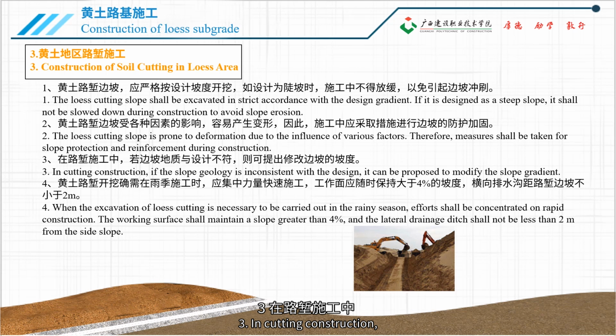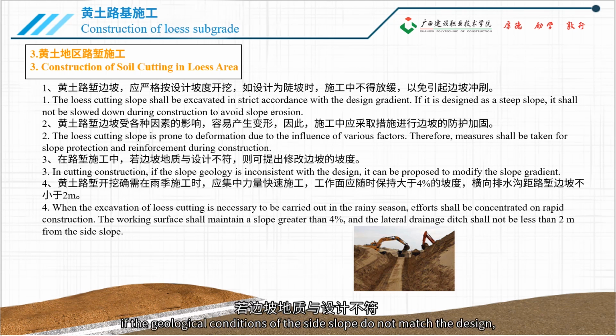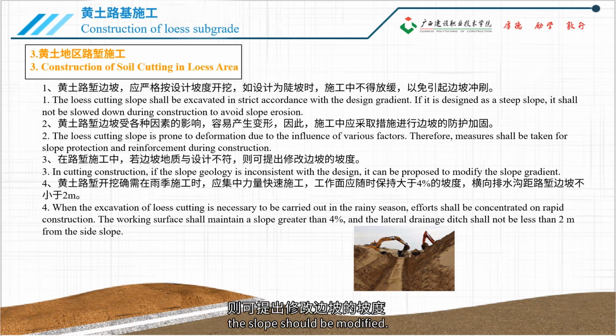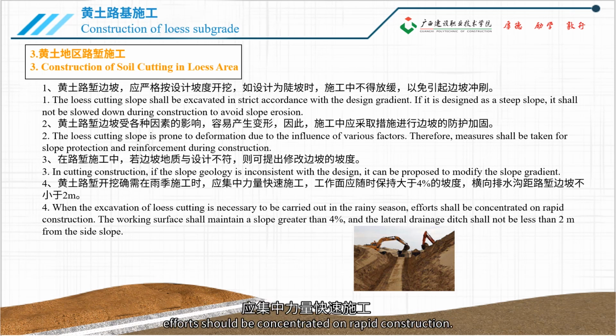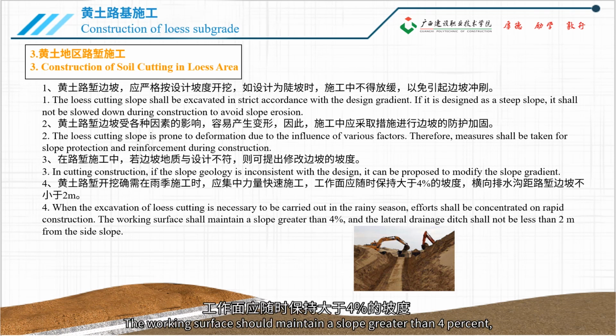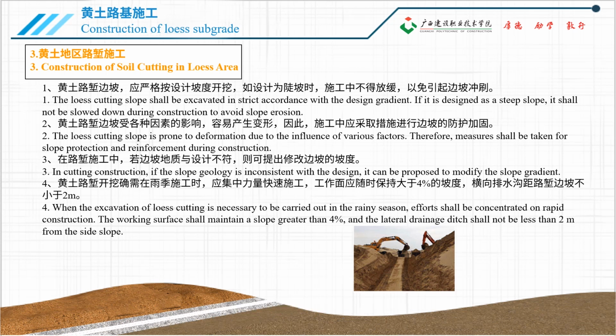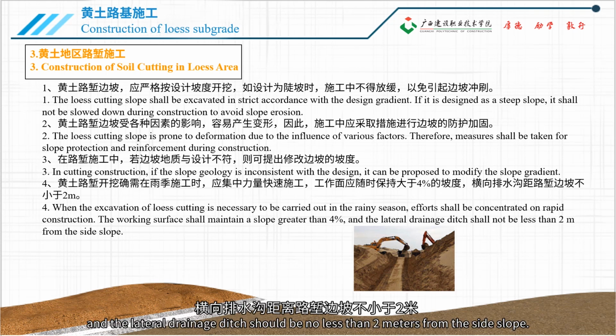3. In cutting construction, if the geological conditions of the side slope do not match the design, the slope should be modified. 4. If excavation of Loess cutting is necessary to be carried out during the rainy season, efforts should be concentrated on rapid construction. The working surface should maintain a slope greater than 4%, and the lateral drainage ditch should be no less than 2 meters from the side slope.